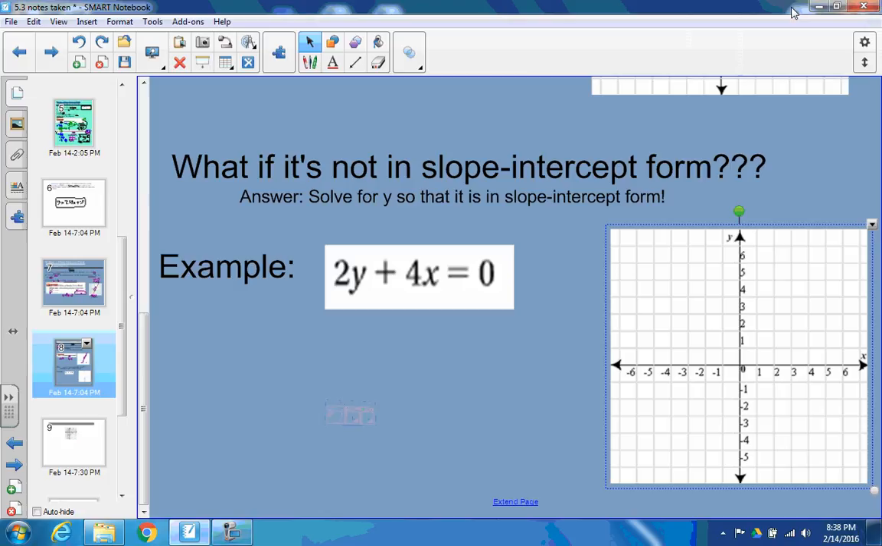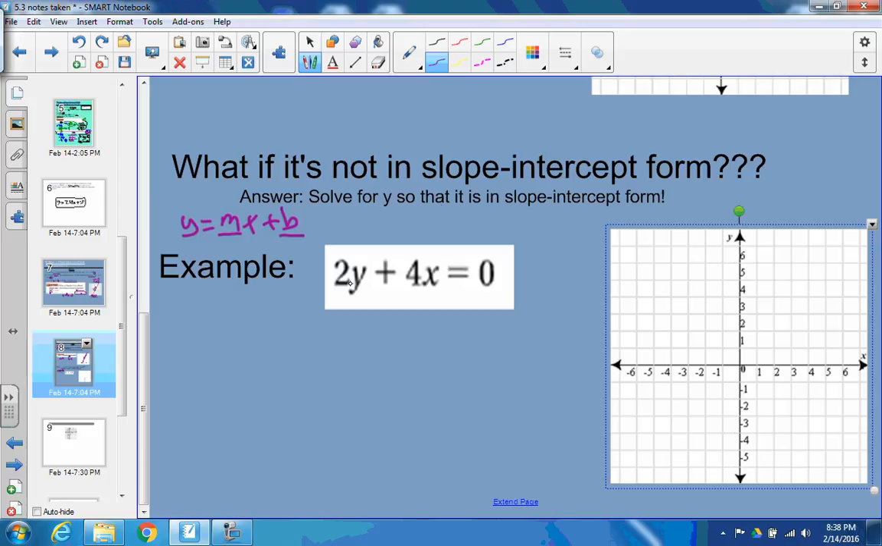Alright, so we want to graph this equation, but if you look at it, it's definitely not in slope-intercept form. We want it to be in the form y equals mx plus b. We have the m, we have the slope, and we have the y-intercept. Right now it's in something times y plus something times x equals 0. So we're going to solve for y.